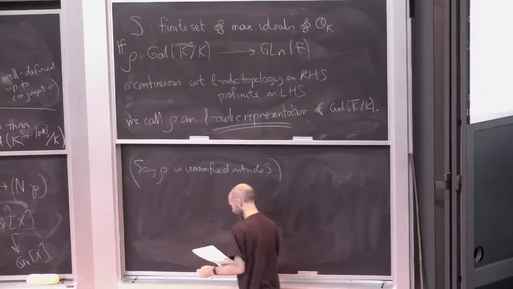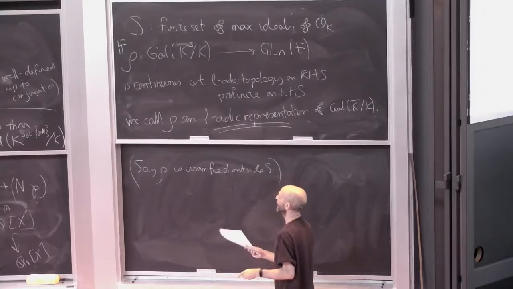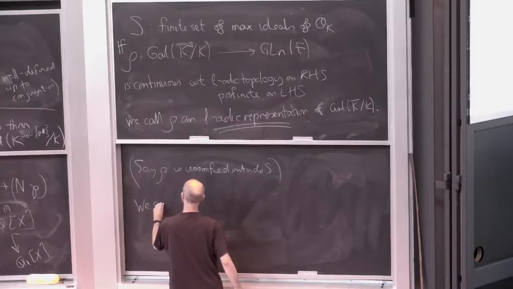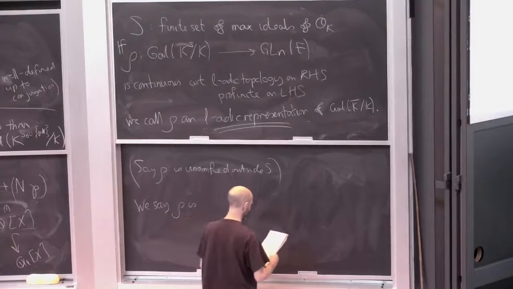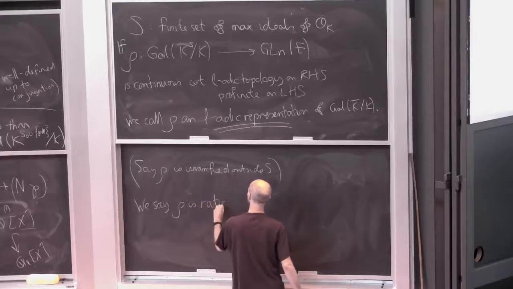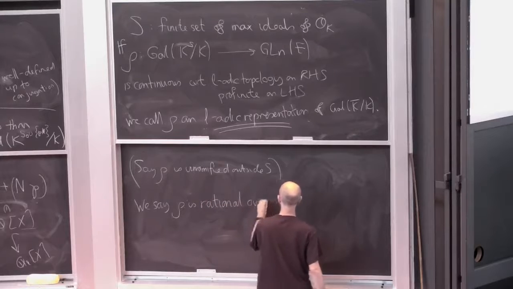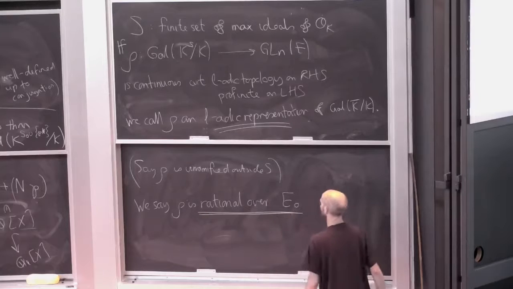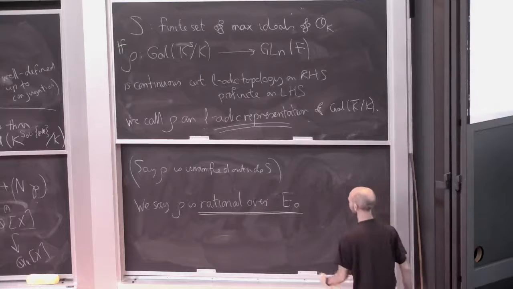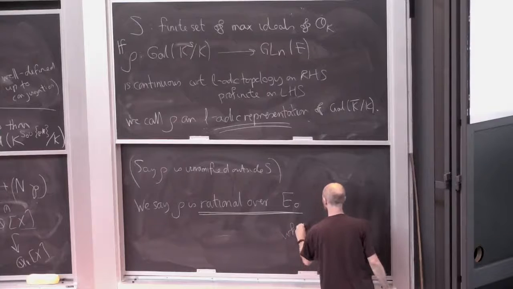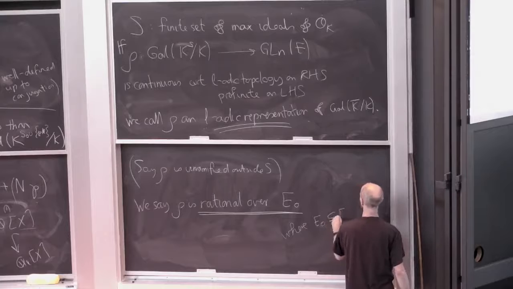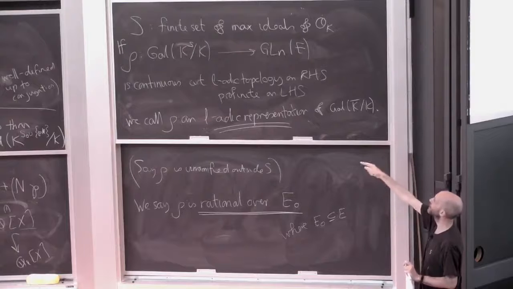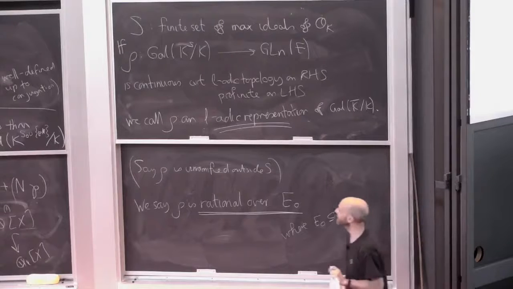Now I need some definitions. Now here's this weird thing. We say rho is rational over E0, where E0 is a subfield of E, and now what you should be thinking is that E is some finite extension of Q_l. Presumably I said that at some point.